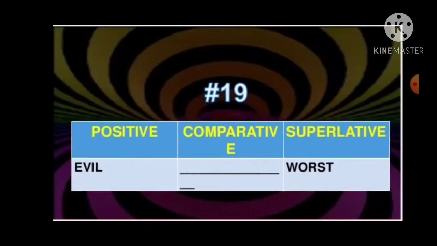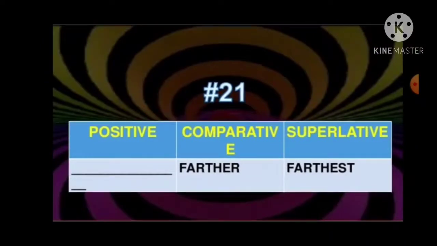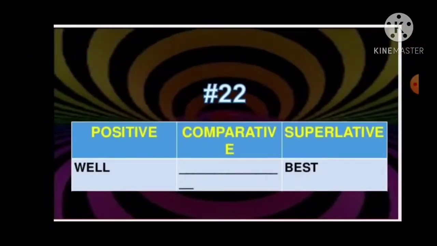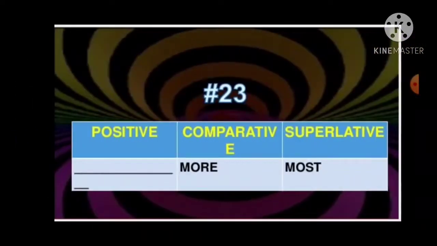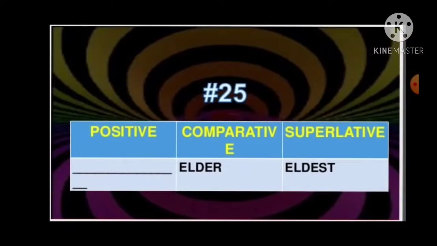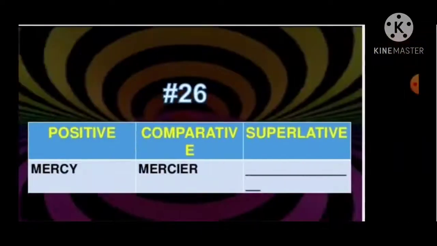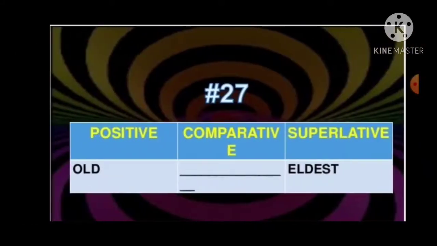Evil, worst. Evil means bad. Ill, worse. Farther, farthest. Well, best. Positive degree is missing, more, most. Near, nearer. Elder, eldest. Mercy, mercier. Old, eldest, comparative is missing.